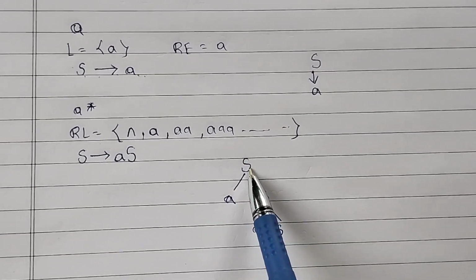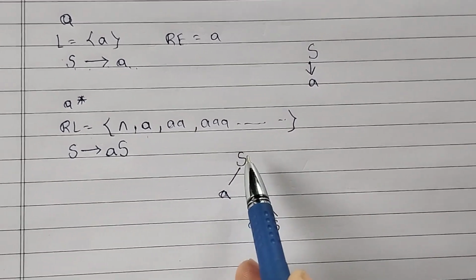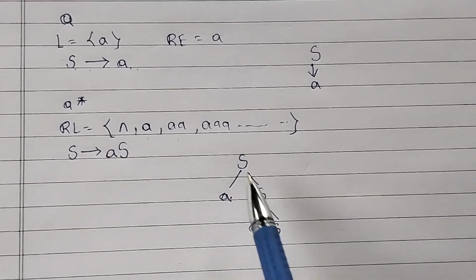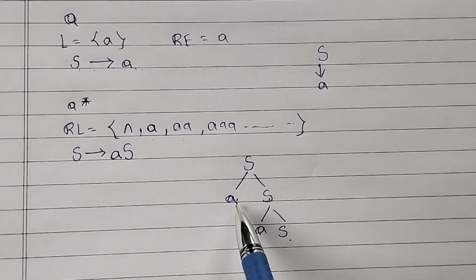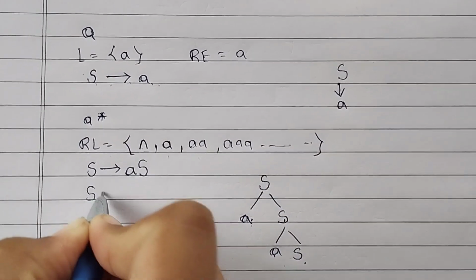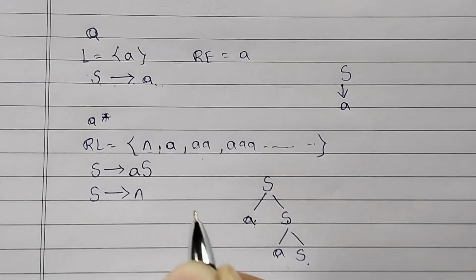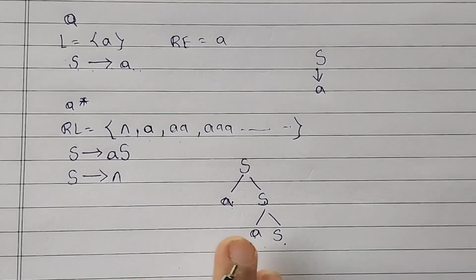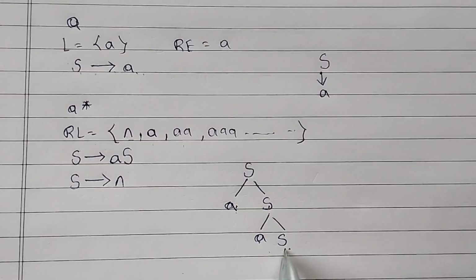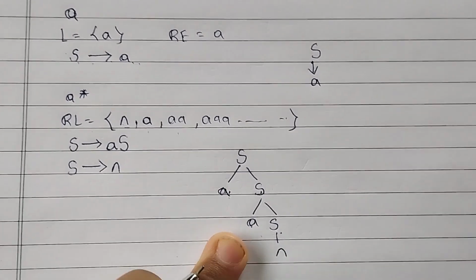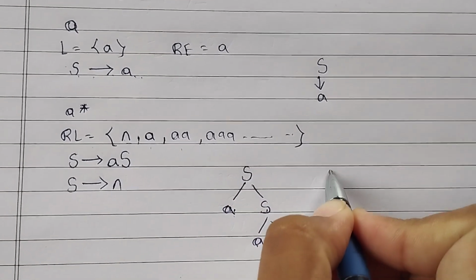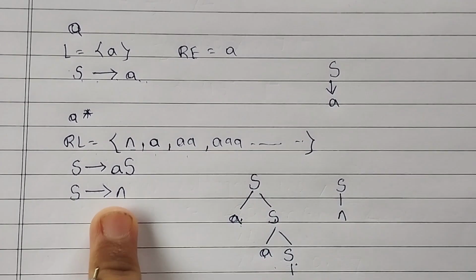Repeatedly we read this S. If we want one A, that time single A we read. Then if we want two times A, first we read A, then again A. Here two times A comes, but it reads null also. So this S reads A S as well as this null. Let's suppose I want only 2 A. So first time I read A S, second time I read A S, and then I read null. So I only get AA, and this null means nothing. If I want only null, then S reads only null.